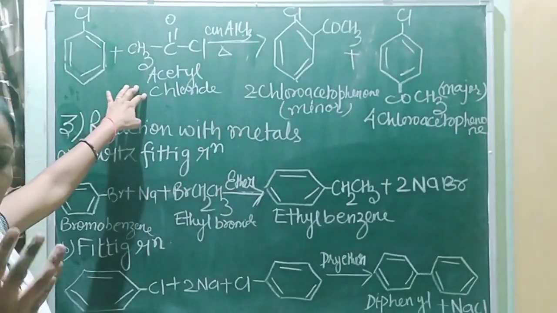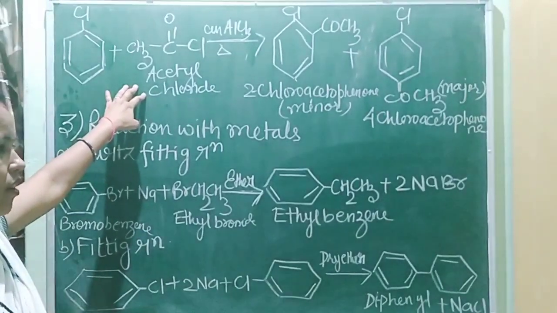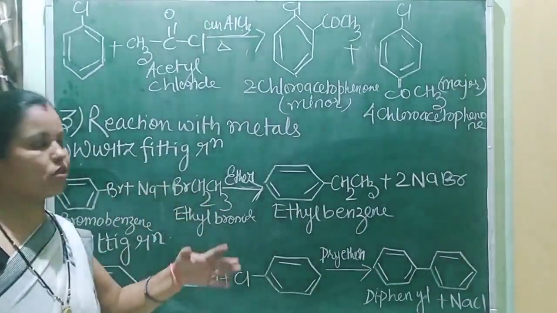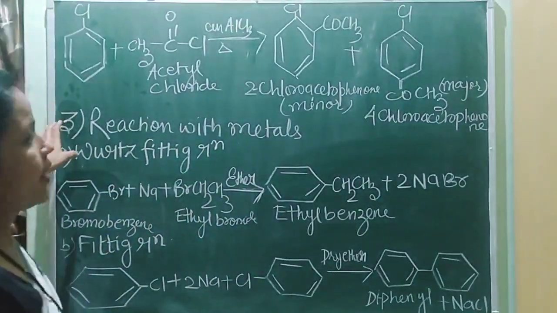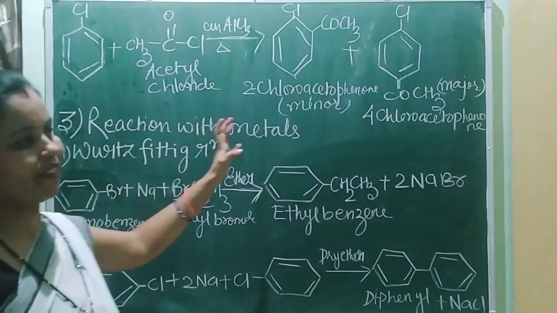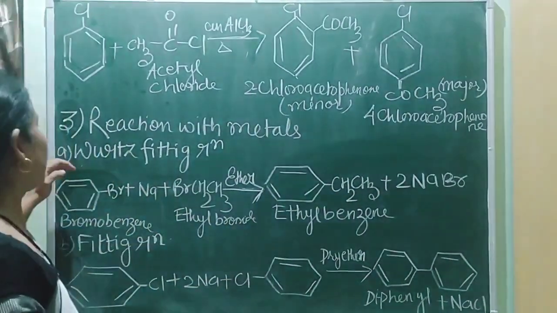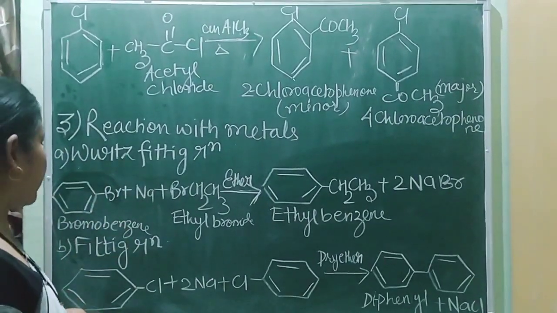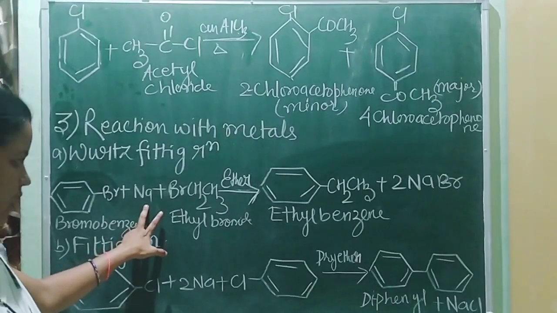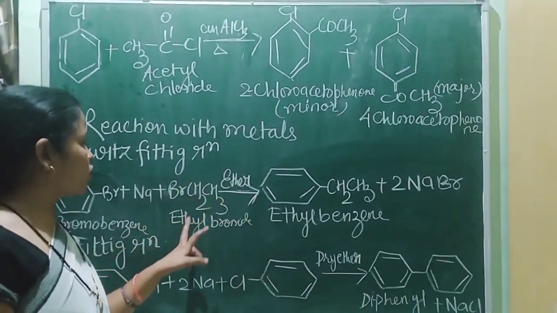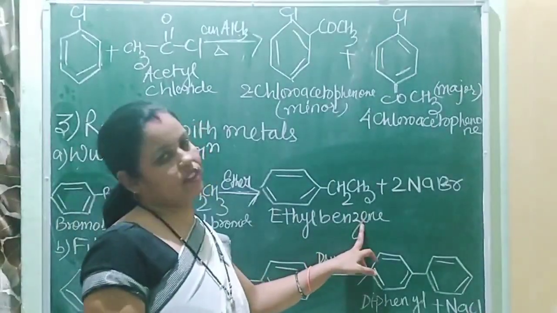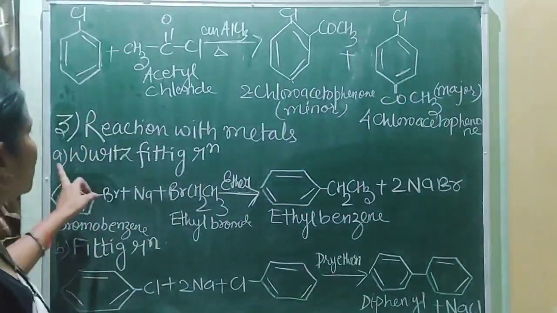We have seen two chemical reactions of haloarenes. First one is nucleophilic substitution, another one is electrophilic substitution reaction. Now the third chemical reaction of haloarene is the reaction of haloarenes with metals. First one is the Wurtz-Fittig reaction. When bromobenzene reacts with sodium and an ethereal solution of ethyl bromide, it will produce ethylbenzene. This is known as the Wurtz-Fittig reaction.